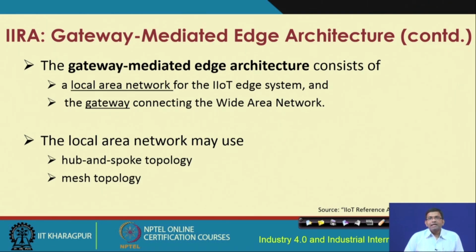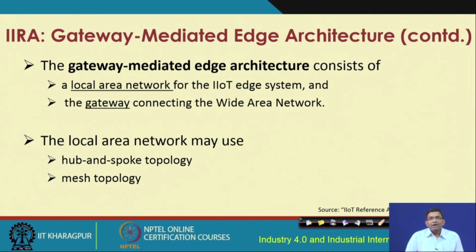So, this gateway mediated edge architecture consists of a local area network for the IIoT edge system and the gateway connecting to the wide area network. The local area network may use a hub and spoke topology or a mesh topology. Mesh topology is one where the different nodes are connected to one another in the form of a mesh. So, there are a lot of different links, redundant, and many different links are there. So, basically what happens is, if one link has broken, still the different nodes may not be completely disconnected from one another, because there might be some alternate links directly or indirectly which will basically handle the problem.